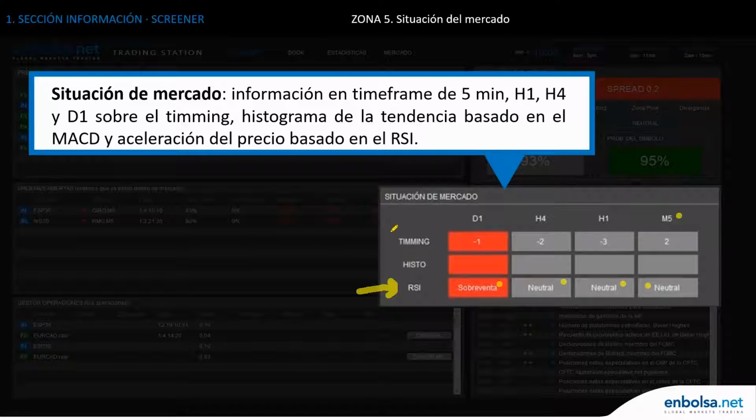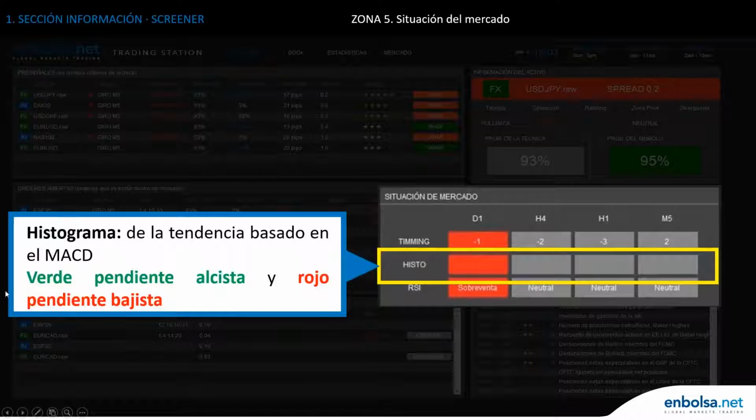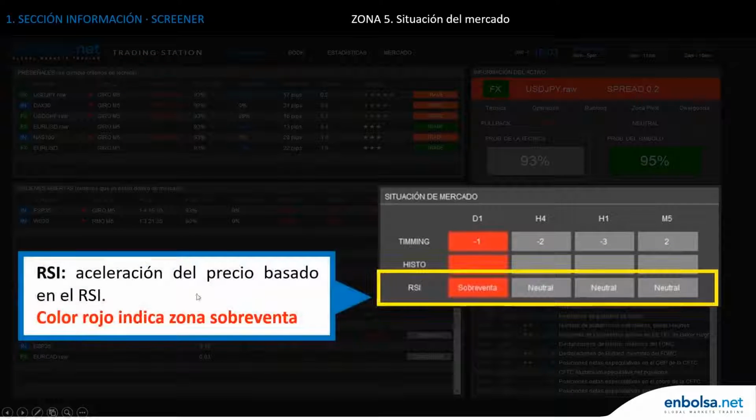So in this area of the market situation, we can see the trend information, the slope of the trend and the momentum in 4 different time frames. Hence, some very relevant information that may help us take entry and exit decisions about the market. There, we have it in red or green for all 4 time frames. Green histogram, bullish slope, red one for bearish slope, and RSI red indicates oversold, green overbought, and grey neutral.